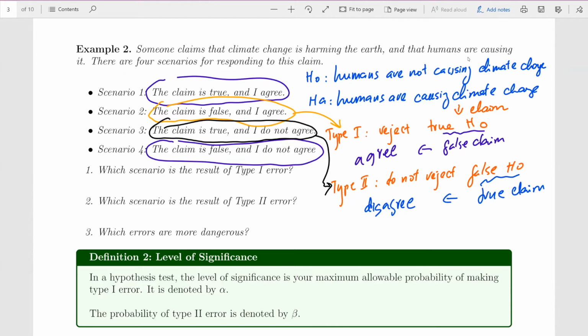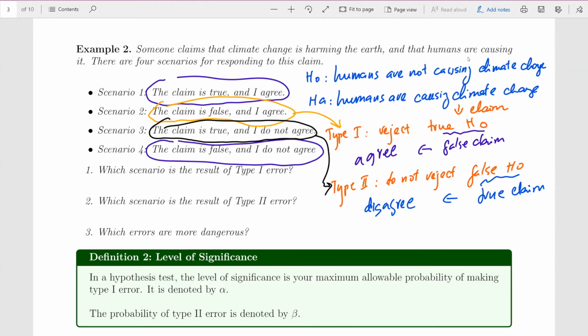So I think type 2 would have done more harm compared to type 1, right? Type 2 is then humans actually causing climate change, and I'm not doing anything about it. And type 1, the type 1 error in this scenario, is humans are not causing climate change.